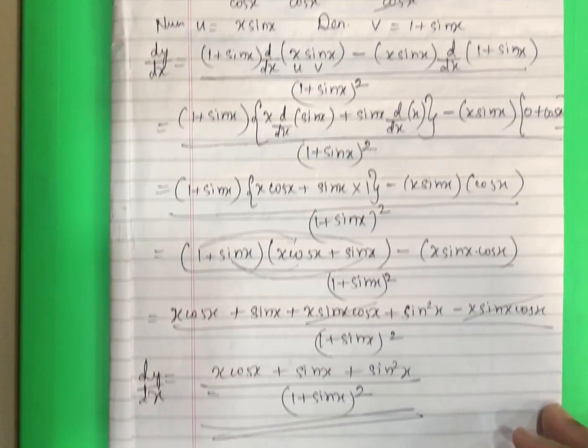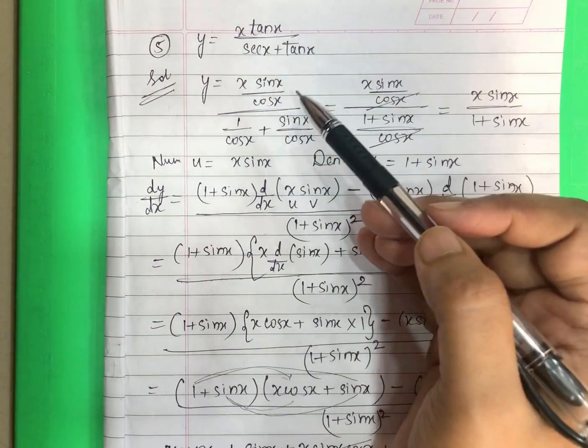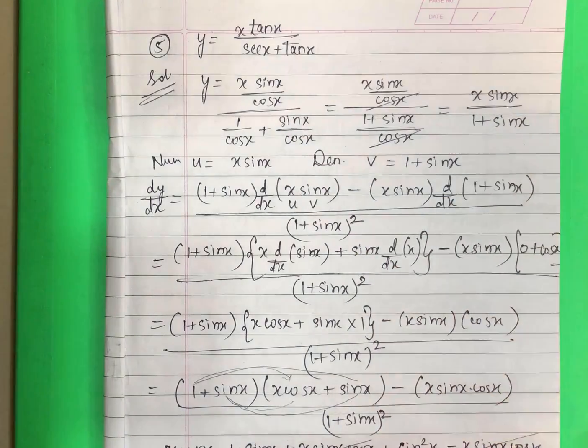This is the result, in which we have used both u upon v and u dot v.